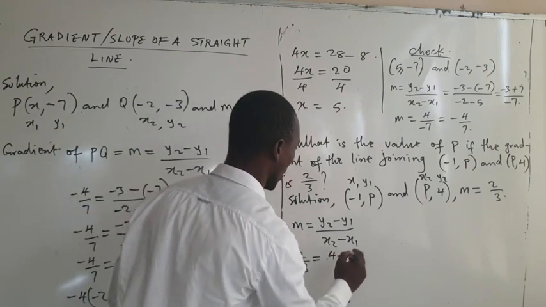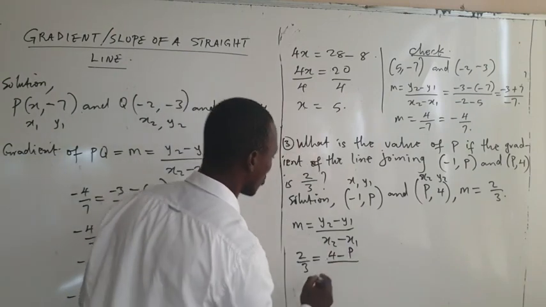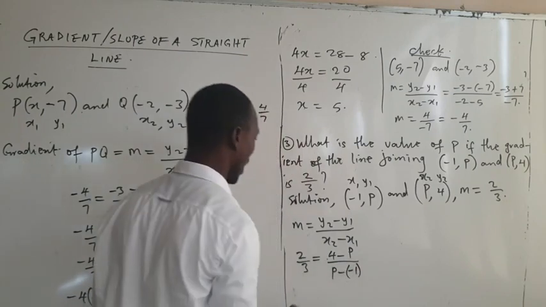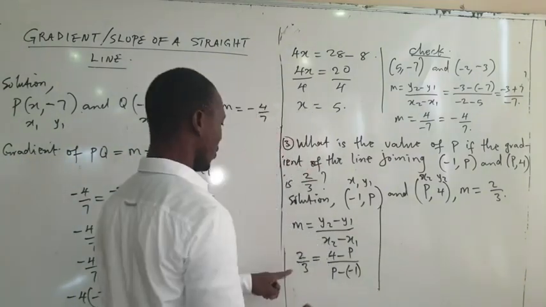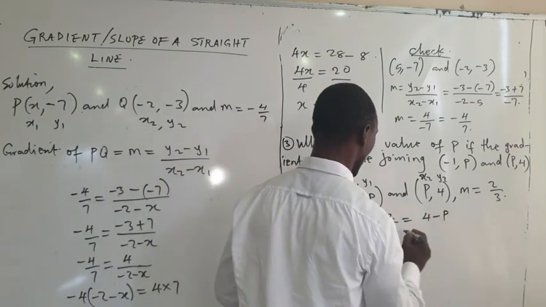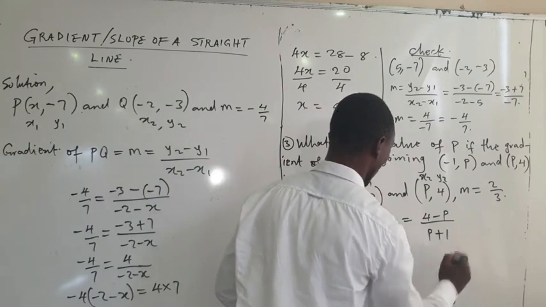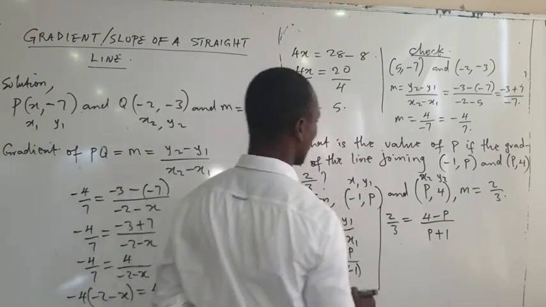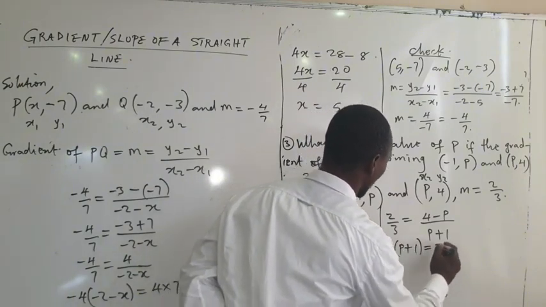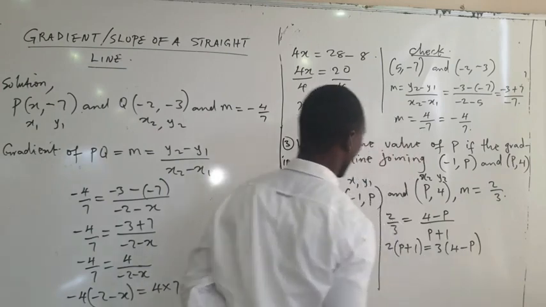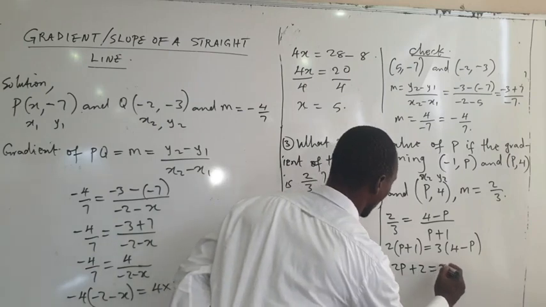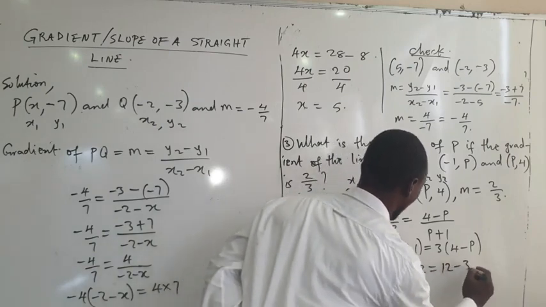y2 is 4 minus y1, which is p, all over x2, that is p, minus x1, which is minus 1. So we are going to have 2 over 3 equals 4 minus p all over p plus 1. So we now cross multiply. If we cross multiply, we are going to have 2 into p plus 1 equals 3 into 4 minus p. So we now open the bracket. If we open the bracket, we have 2p plus 2 equals 3 times 4, that's 12 minus 3p.